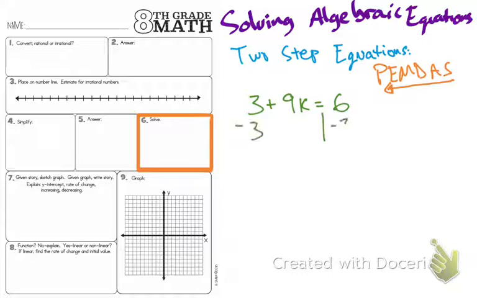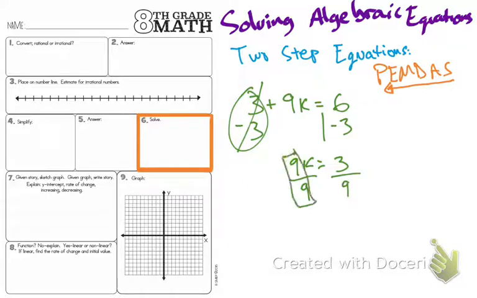So let's go ahead and undo that addition. I'm going to minus 3 on both sides. That leaves me with 9k on one side is equal to 3. Now I can undo the multiplication. I'm going to end up dividing both sides by 9. That's going to give me 1k equals 3/9, and I could also simplify that to 1/3.